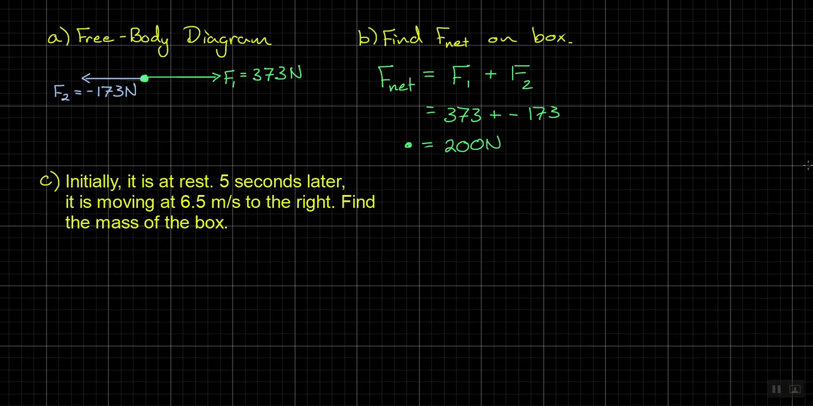We have it initially at rest, and these people or whatever it is acting on it start pushing with these forces, and the force going to the right wins. We know its speed after 5 seconds. I want us to find the mass of the box. And let's go ahead and start with our knowns.